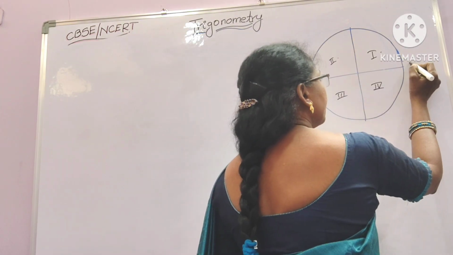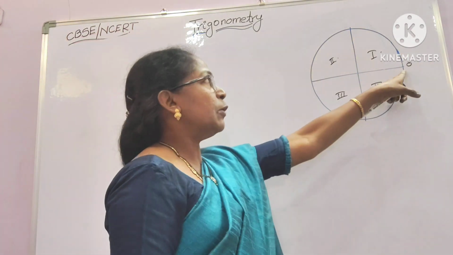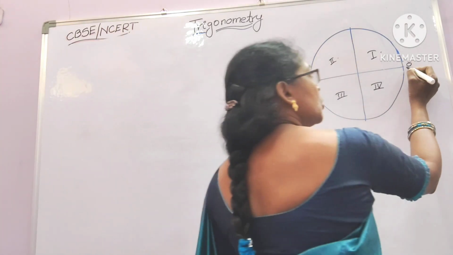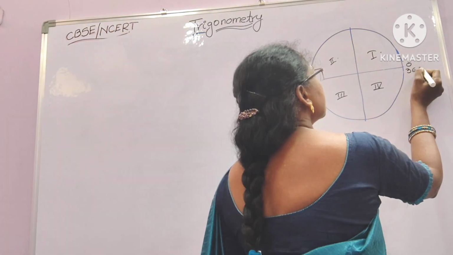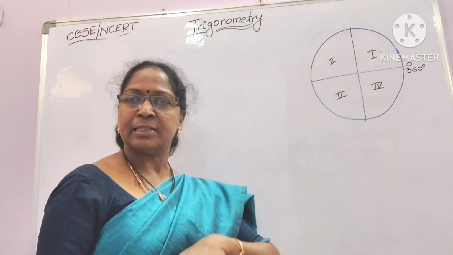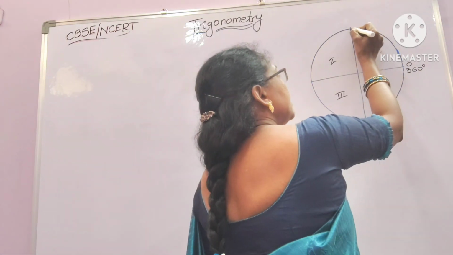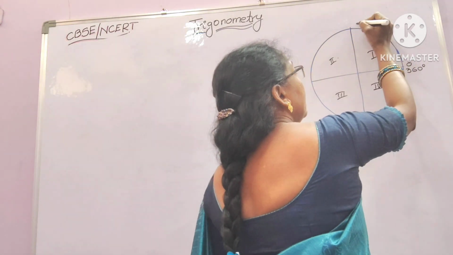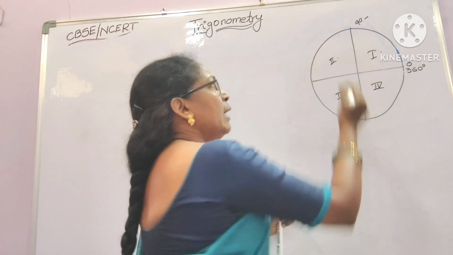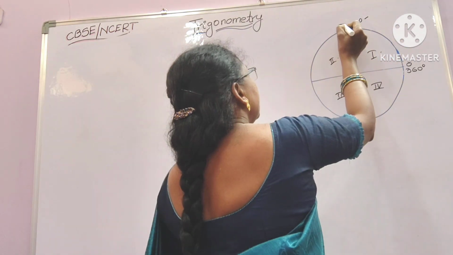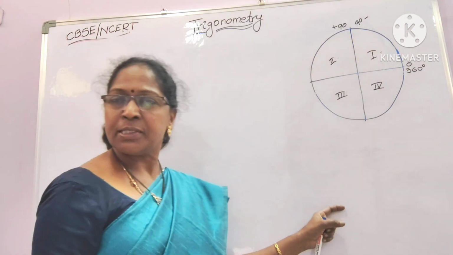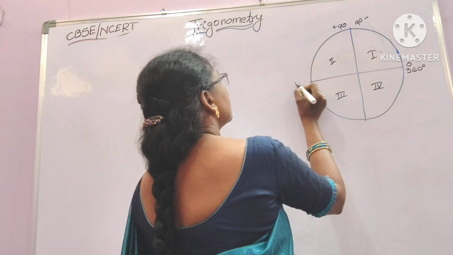Suppose the circle starts from 0 and ends again at the 0 point. That means total how many degrees? 360 degrees. Starting point is 0 degrees and ending point is 360 degrees. From 0 to here is one right angle. From here to here is 90 minus, and in the second quadrant, 90 plus. And here this is the straight line. So a straight line equals 180 degrees.